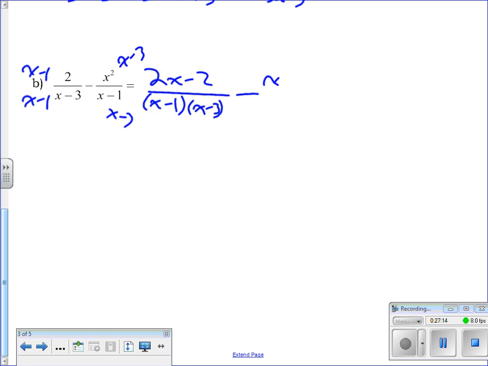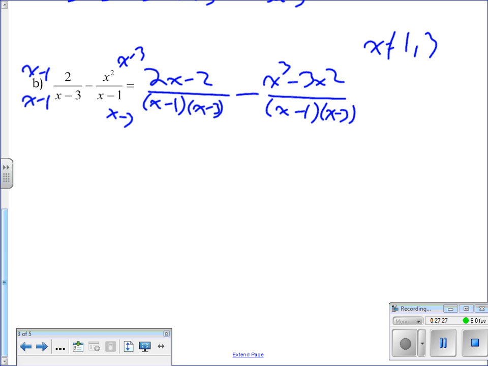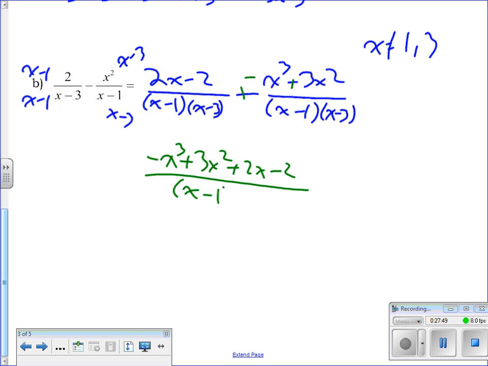And so you get x cubed minus 3x squared over x minus 1, x minus 3. And what are our domain restrictions? X can't be 1 and 3. Change the subtraction to addition. Get negative x cubed plus 3x squared, plus 2x minus 2 all over x minus 1, x minus 3.